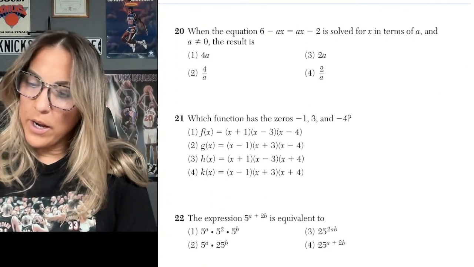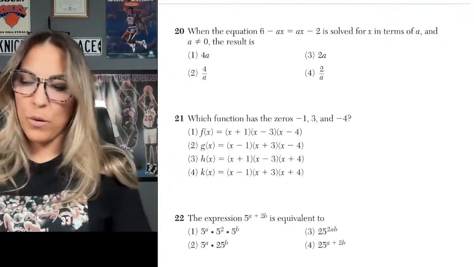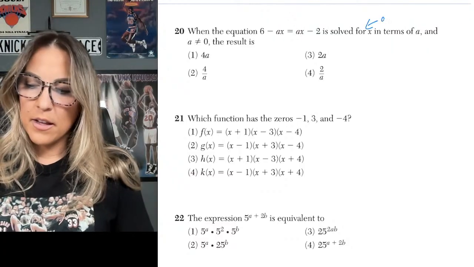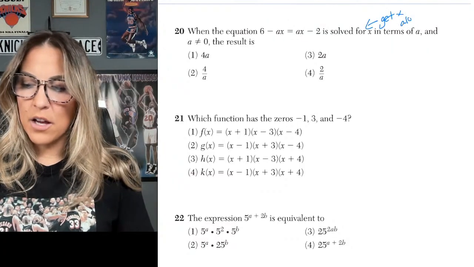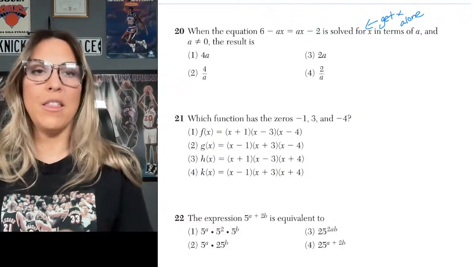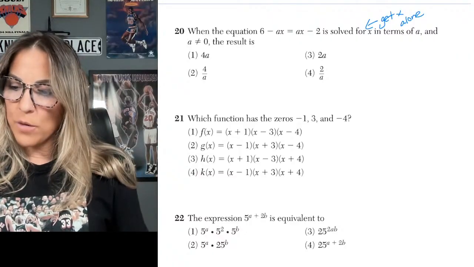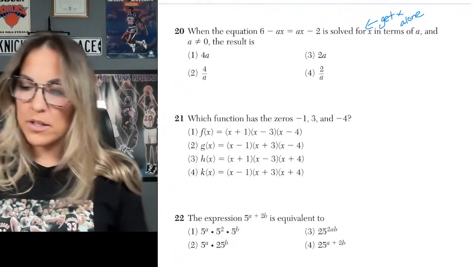Number 20. When the equation 6 minus ax equals ax minus 2 is solved for x, in terms of a, and a is not equal to 0, what is the result? When it says solve for x, get x alone. That's what it's telling you to do. Solve for x, solve for y, solve for whoever. Get that variable by itself. That's what it wants us to do.